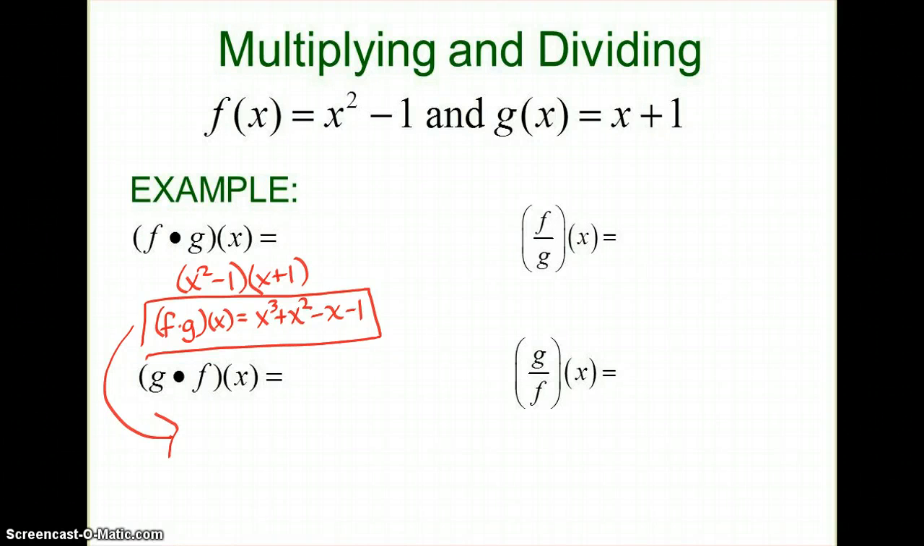Okay, because this one down here, g times f is going to be exactly the same as f times g. So I won't go through the process of re-multiplying that out for you. But again, since multiplication is commutative, g times f, f times g, same answer. Now division, not so much. Division doesn't work that way, right?